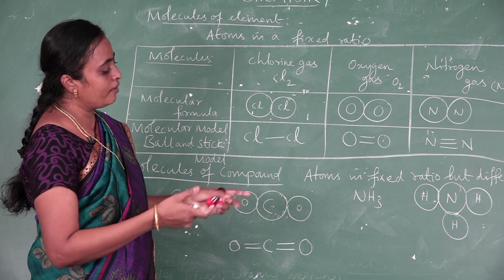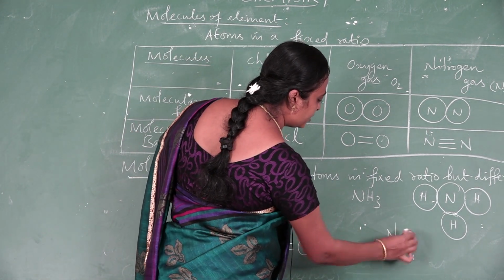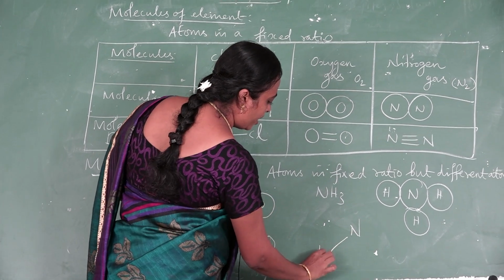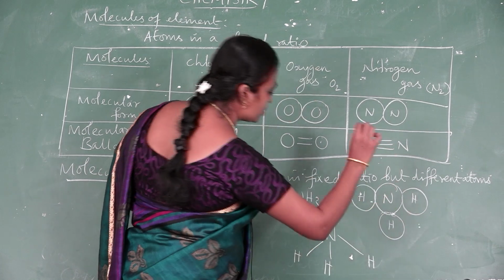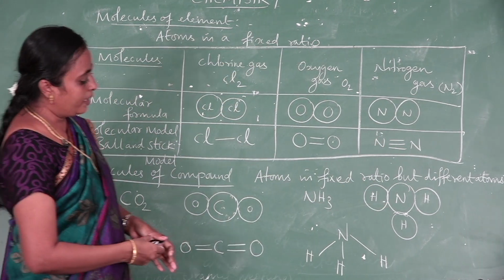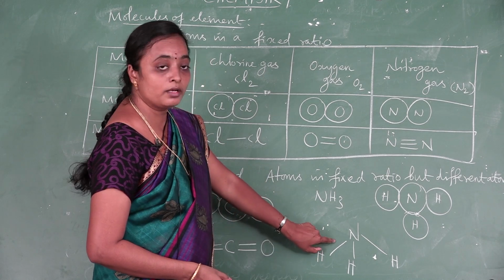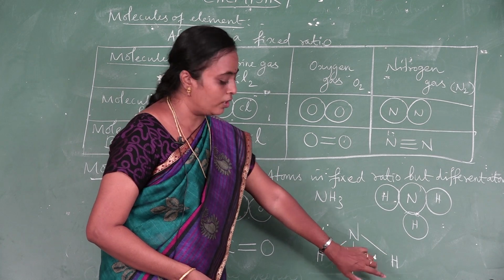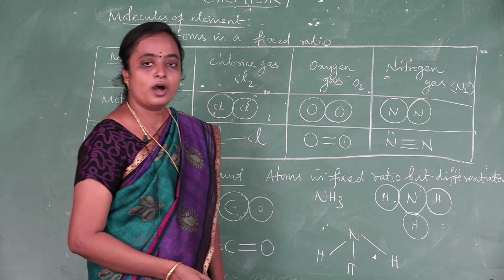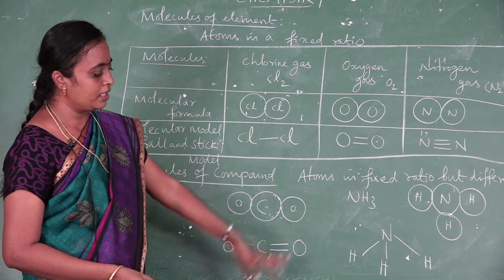So by using a ball and stick model, I can take 1 nitrogen like this and 1 hydrogen, 1 hydrogen and 1 hydrogen. Between 1 nitrogen and 1 hydrogen there is a single bond. Another hydrogen, 1 more bond. Another hydrogen, 1 more bond. Like that, 3 bonds will be formed in the ammonia molecule. It is a pyramidal shape.